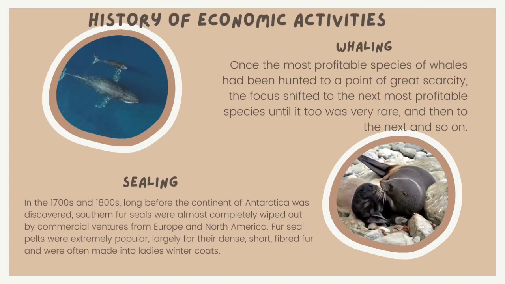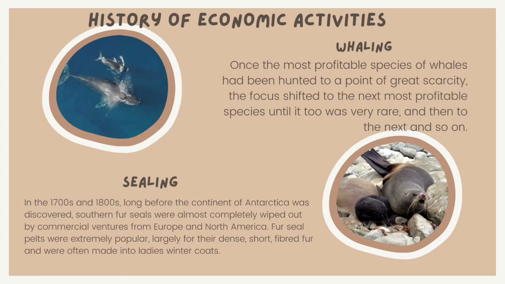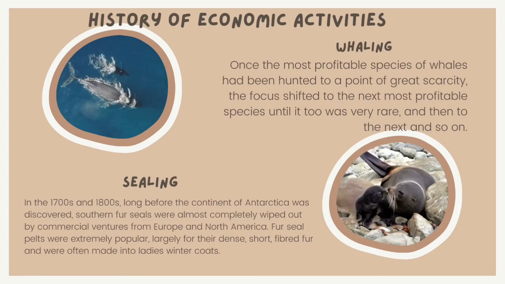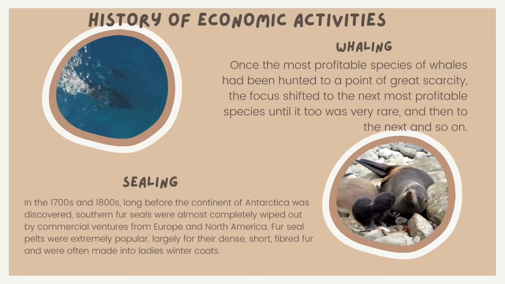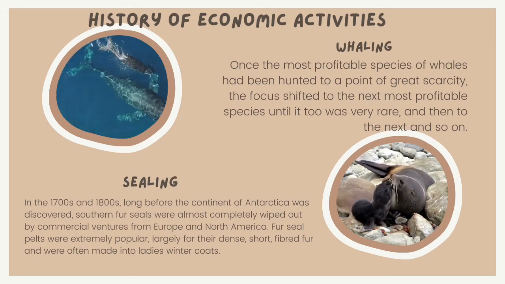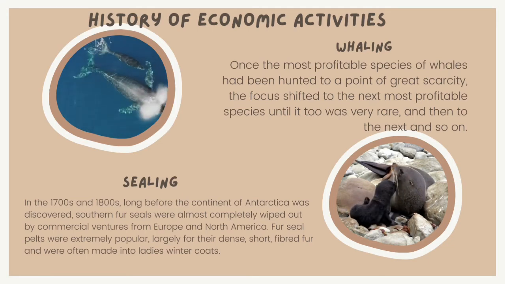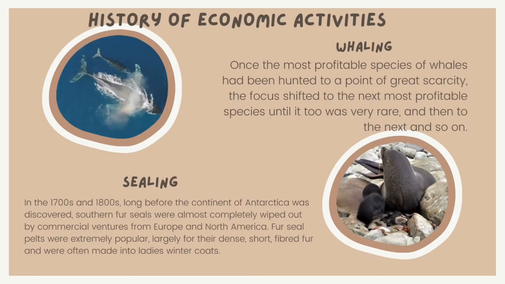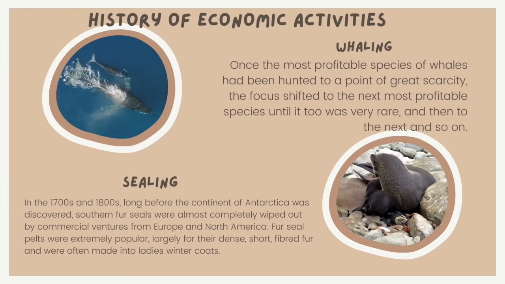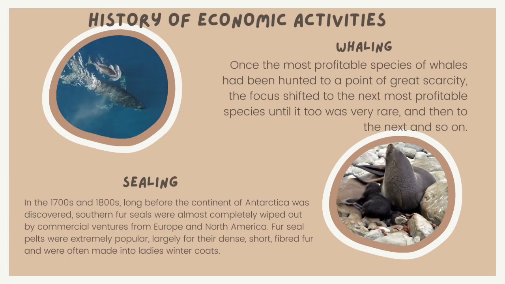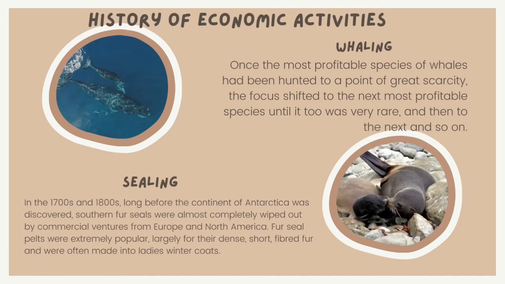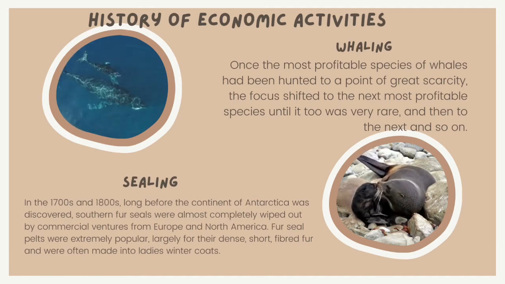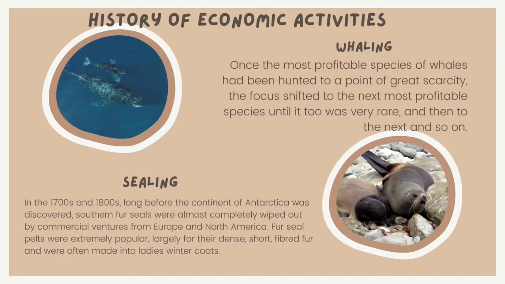Next is sealing. In the 1700s and 1800s, long before the continent of Antarctica was discovered, southern fur seals were almost completely wiped out by commercial ventures from Europe and North America. Fur seals' pelts were extremely popular, largely for their dense, short, fiber fur, and were often made into ladies' winter coats. Like whaling, sealing became big business in the waters around Antarctica, and many people feared their dwindling numbers would lead to a disastrous collapse of the region's biosystem.